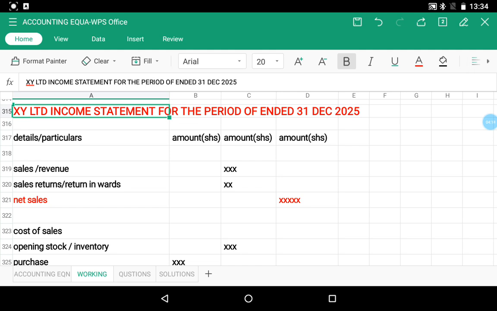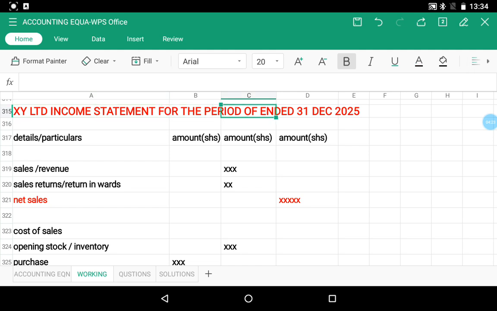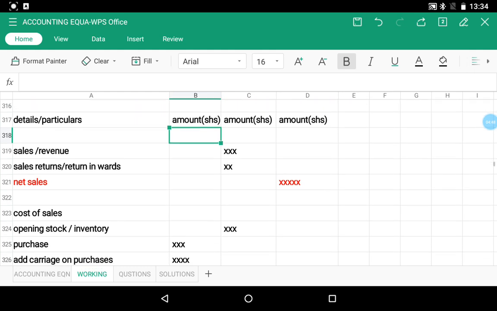It is the same. You first check what is required, for the period ended 31st December 2025. So you want to know how the income statement looks. As I have told you, the income statement combines the trading account. Now let us first see how the trading account is done.